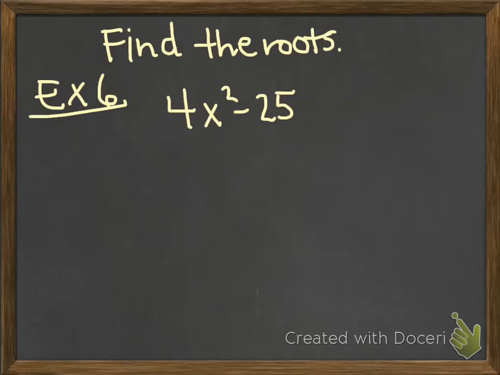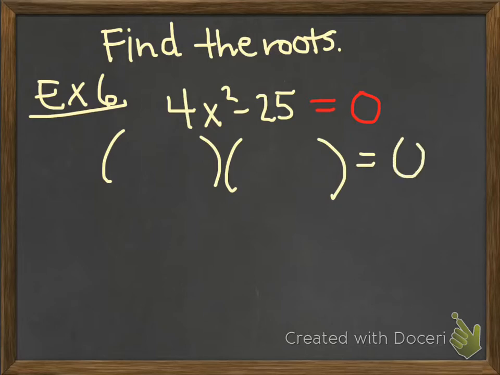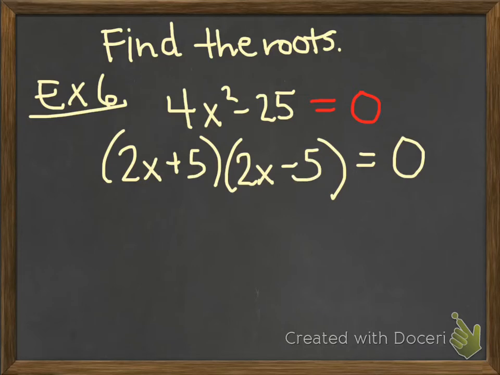Okay, example 6, again, find the roots. So you have to know to make that equal 0. And then you have to factor it. First you see if there's a greatest common factor. No, there's not. There's two terms, so you have to see if it's a difference of squares. And it's a difference of squares because 4x squared is a perfect square, 25 is a perfect square, and there's a minus in the middle. So how do we get 4x squared? Well, that's 2x times 2x. And how do I get negative 25? That's positive 5 and negative 5. So that's how you factor a difference of squares.